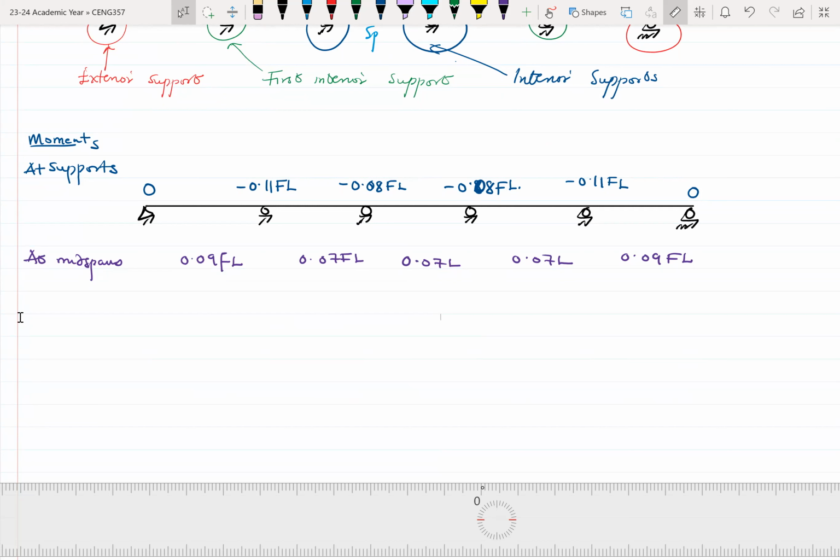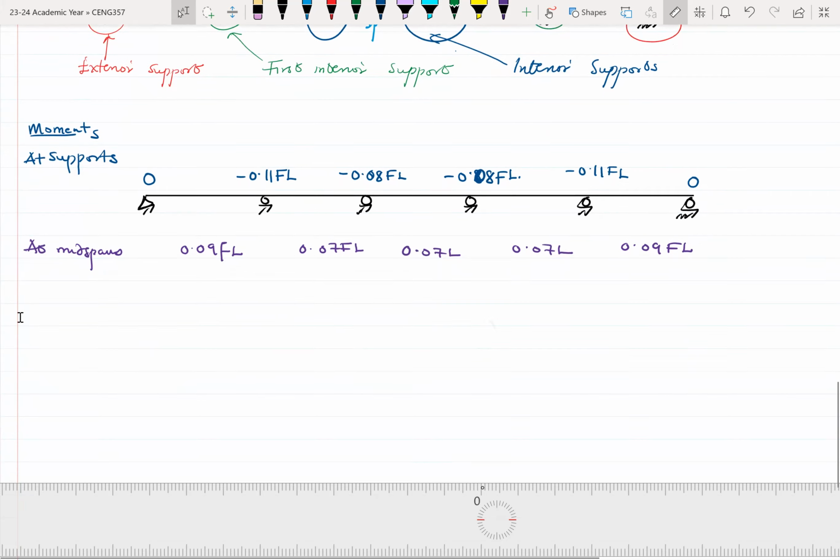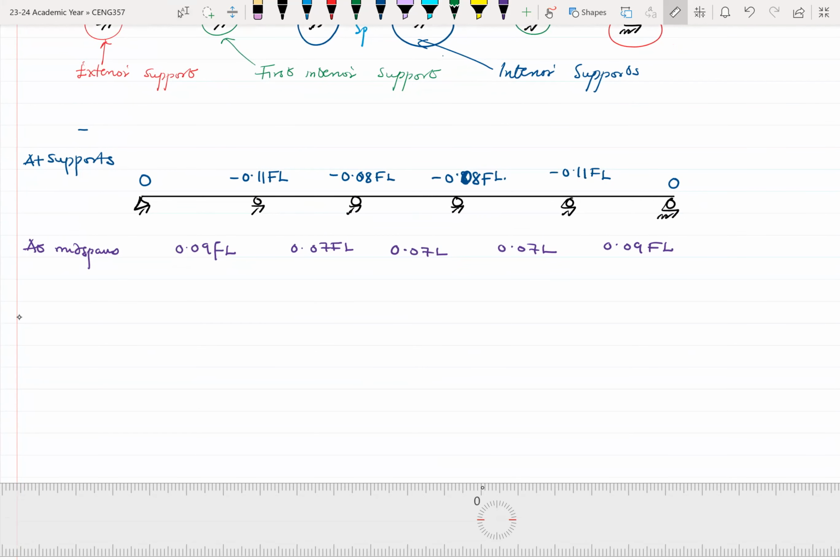Okay, all right. So let's understand what the F and L are. Before that, this is for moment. Now let me do the one for shear. Then I'll explain what the F and L stand for. So this is for moment. Now let's look at shear.